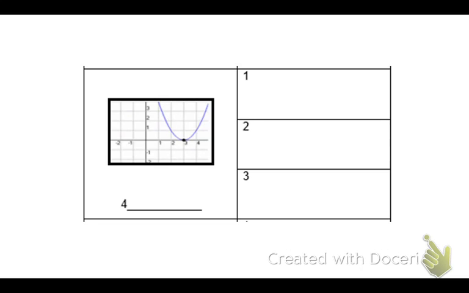Now, the parabola can also just touch the x-axis once, so that means that we have one x-intercept. So when we have one x-intercept, we have one solution. Okay? So let's go ahead and find the x-intercept. It's at this point, (3, 0). So that is my x-intercept.